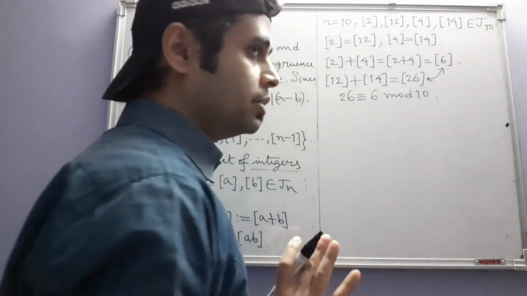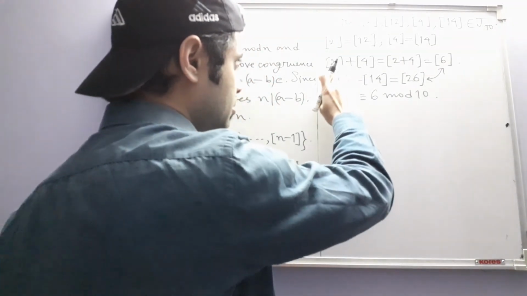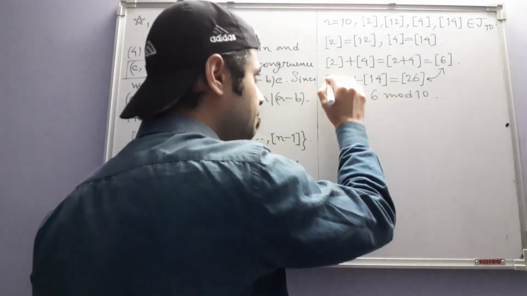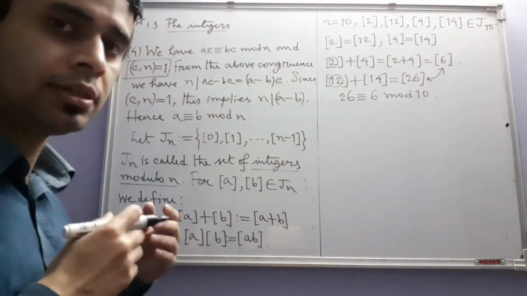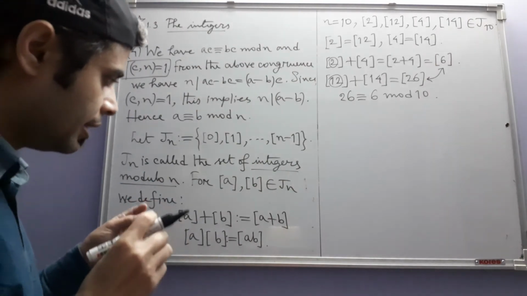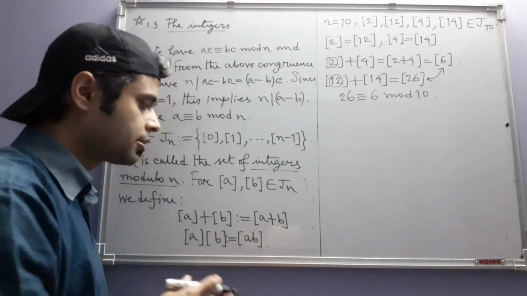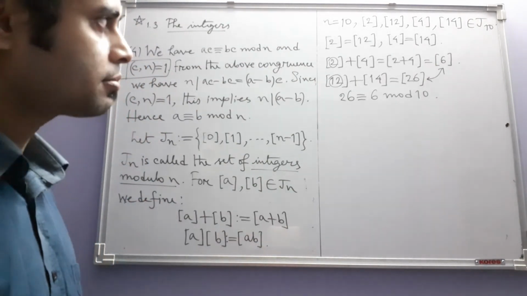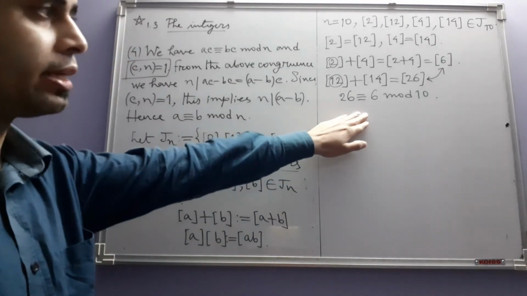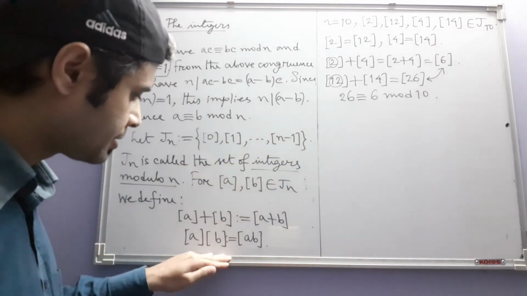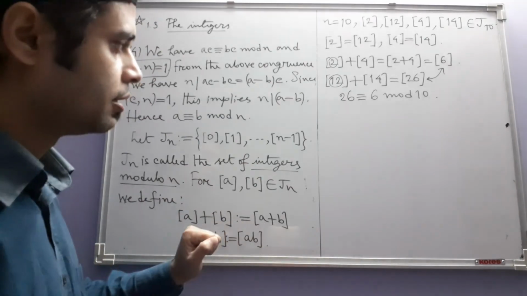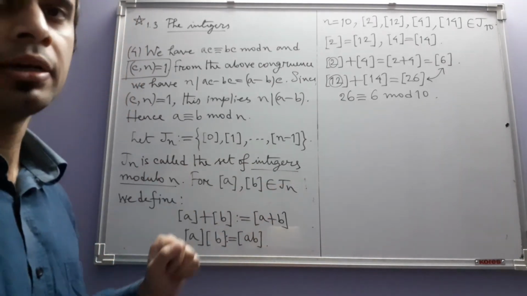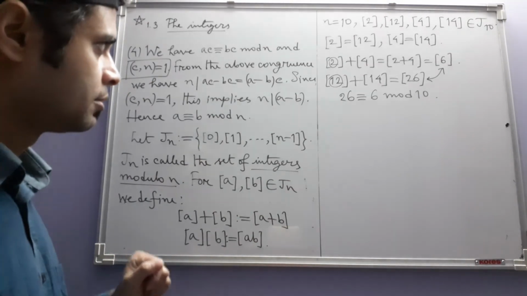But we have to prove this, because otherwise, using different representatives for the same congruence class, we will end up having different answers. If that happens, then our operation is not well defined. So we have to show that this operation, the addition as well as the multiplication, are well defined. Now this we will do in one exercise problem.